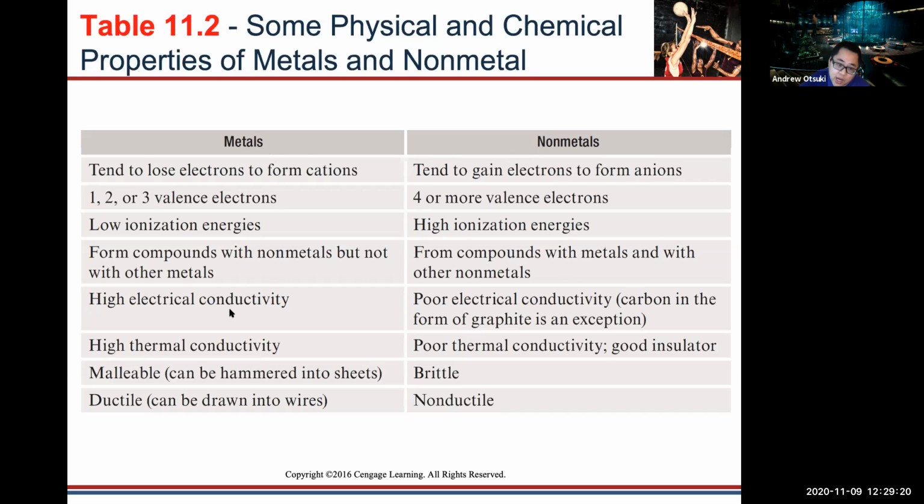And like we talked about, high conductivity for metals and poor conductivity of nonmetals. But a form of carbon is actually a good conductor because graphite has layers that allow conductivity to occur, but don't worry about that. That's just an example. So poor thermal conductivity, but good insulator. So they're the opposite of conductors for nonmetals. They're brittle, they're non-ductile, so you can't bend them into shape or draw them into wires. Whereas metals can be deformed and hammered into different shapes, sheets, and ductile can be drawn into wires.